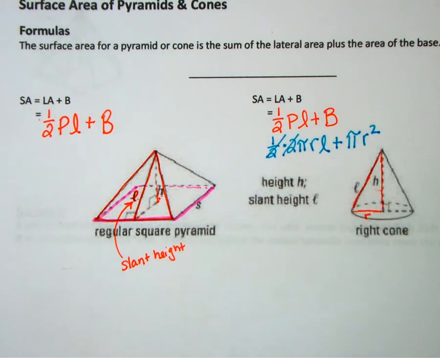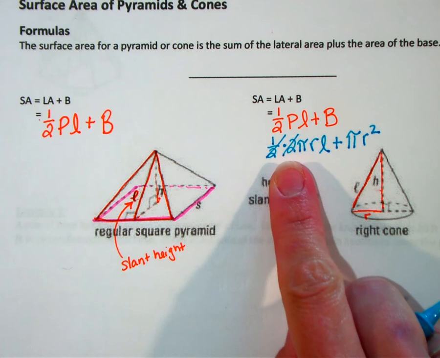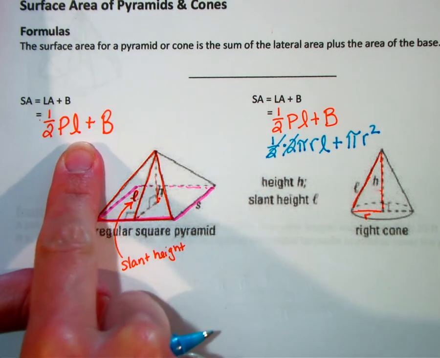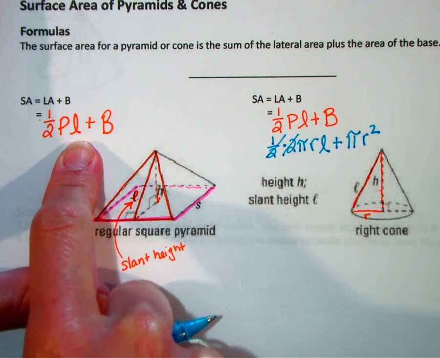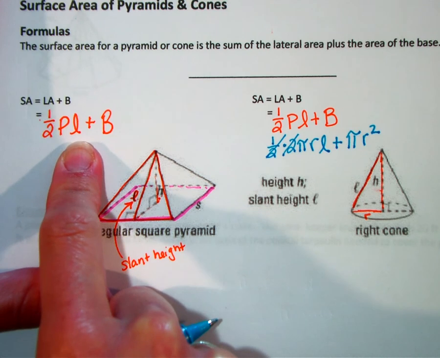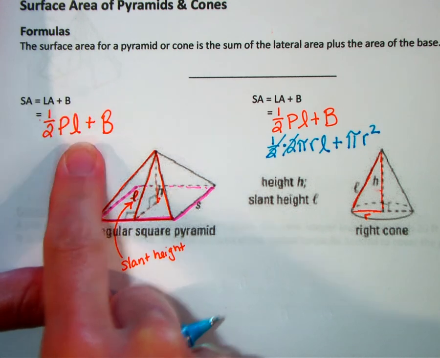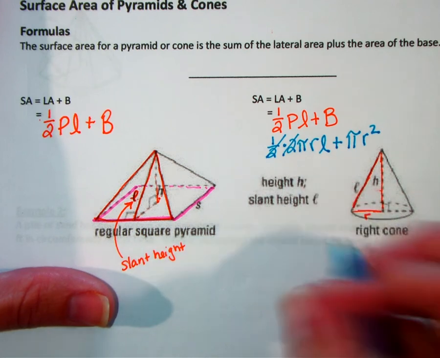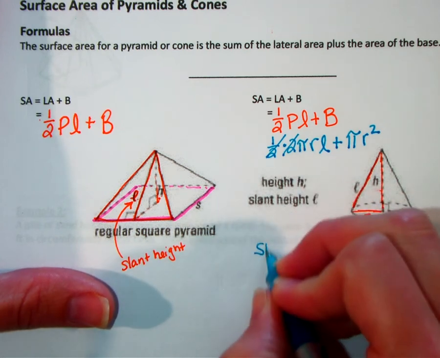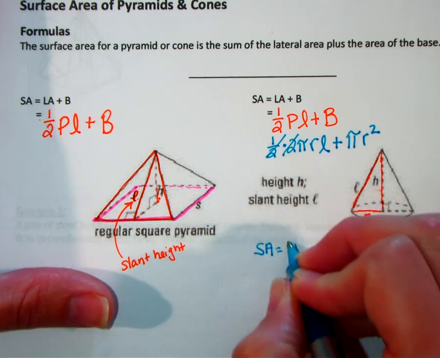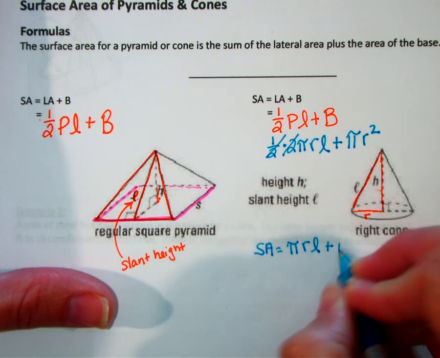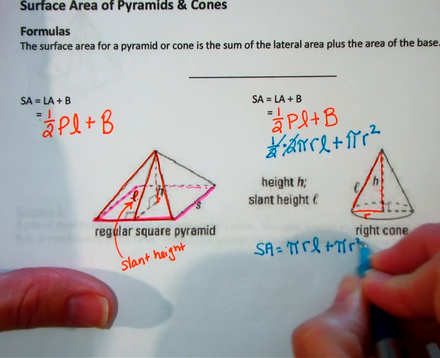So the formulas are a little simplified, but they still come from the same place. Here's the formula for a pyramid. Any kind of pyramid that has a square or a hexagon on the bottom, this is going to be the formula. If it has a circle on the bottom, and it's a cone, it's going to be this formula. So I'll clean that formula up for you. Surface area equals pi times radius times slant height plus pi radius squared.